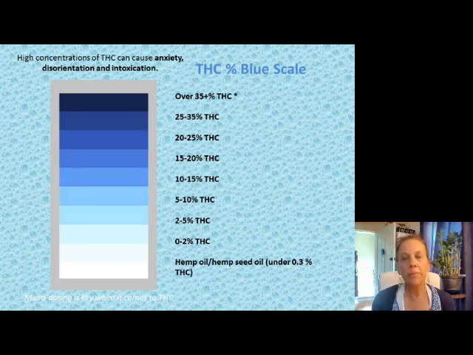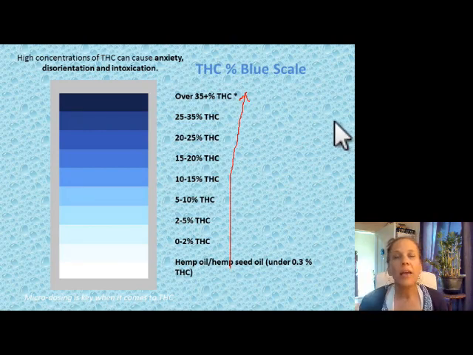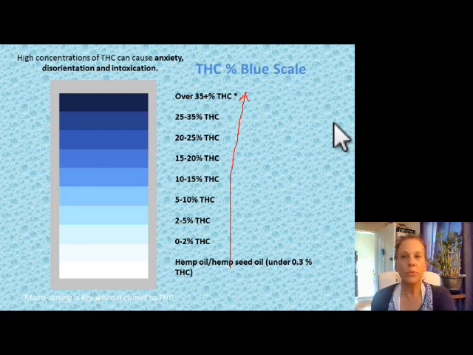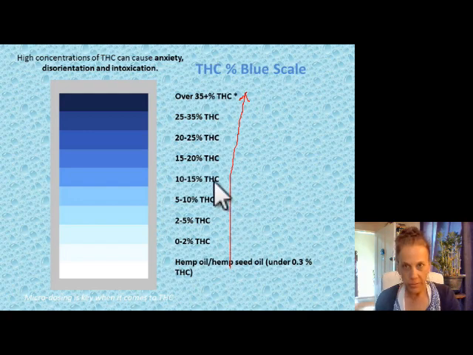But if you look at that scale, the higher you go up the scale, the higher you will be. You will have, without a doubt, more anxiety, you will be more disoriented, and you will feel more intoxicated. So again, when you see these percentages, as they go higher, that is where people end up finding that they have more difficulty with it.